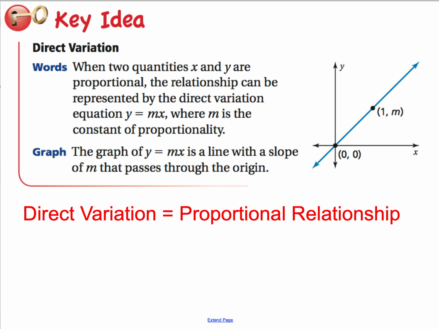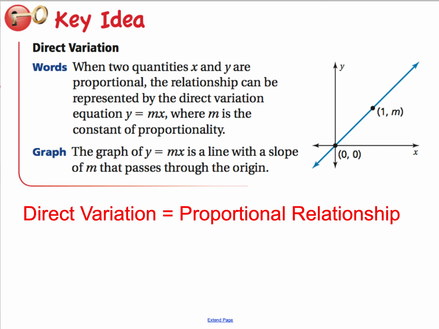Okay. When two quantities, x and y, are proportional, the relationship can be represented by a direct variation equation, y equals mx, where m is the constant of proportionality. Also, m is the slope. The graph of y equals mx is a line with a slope of m that passes through the origin.